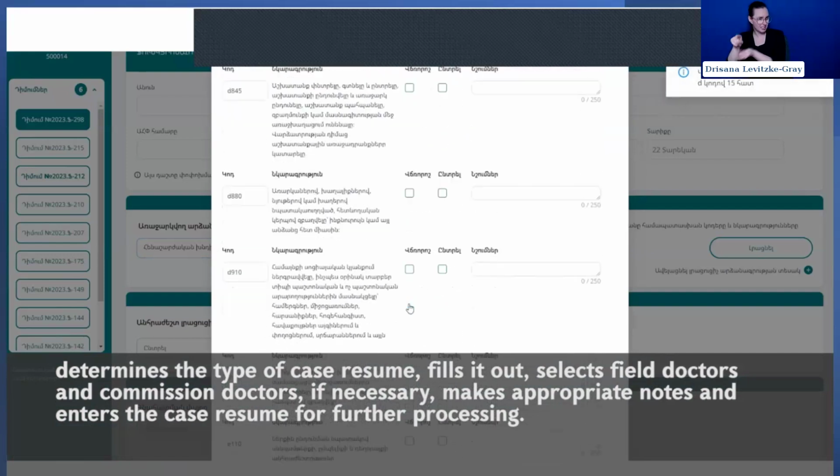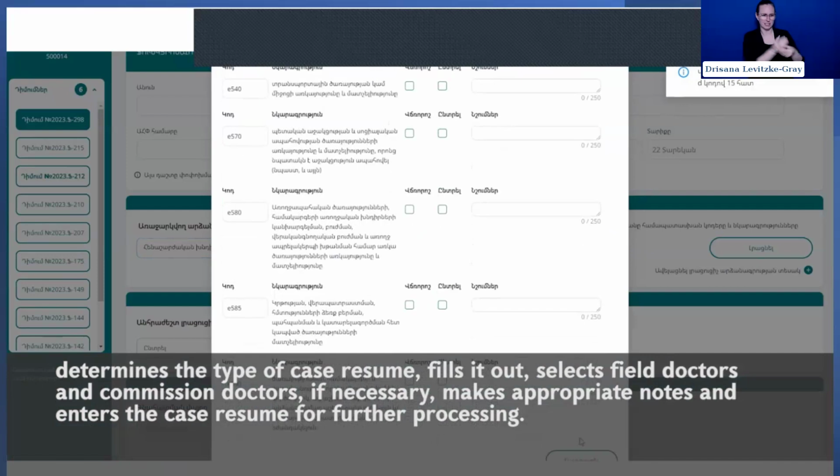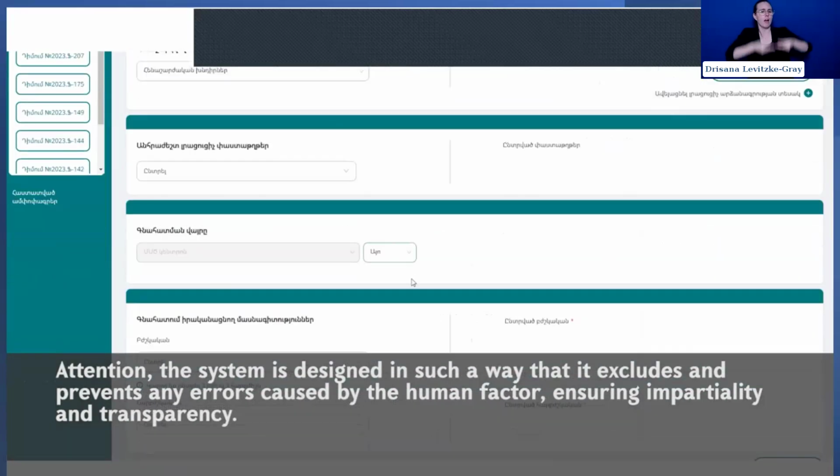The developer is also mentioning who should be involved in the team of assessors depending on the case and the types of the disability.